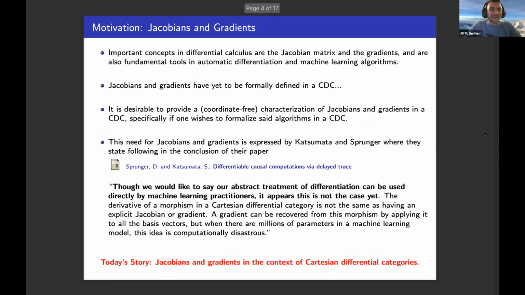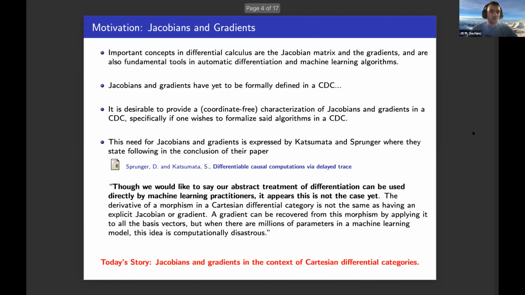But as my title suggests, I'm going to want to focus in on important concepts in differential calculus, specifically the Jacobian matrix and gradients. And these are fundamental tools both in differential calculus, but also in automatic differentiation and machine learning algorithms. The problem is that Jacobians and gradients have yet to be formally defined in a CDC. And the need for these is expressed by Katsumata and Sprunger in their conclusion, where essentially they say, look, we've done this cool construction, but we can't actually do machine learning yet because we don't know how to do Jacobians and gradients inside a CDC.